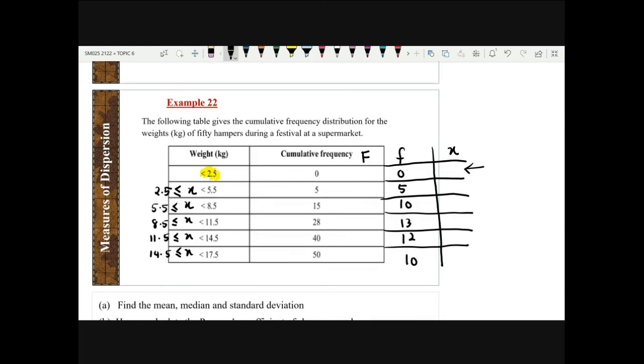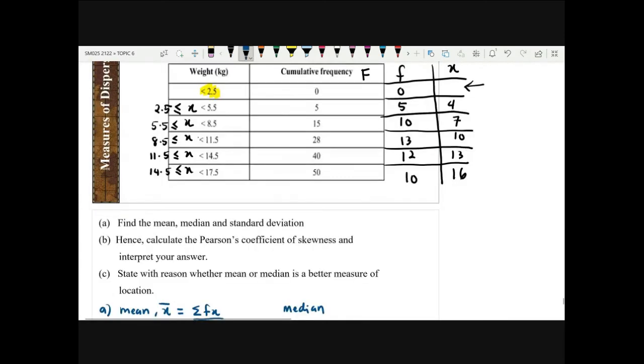Alright. So, next, find the midpoint. Ingat, midpoint, upper boundary plus lower boundary divided by 2. So, here we should get 4, 7, 10, 13, 16. Okay, settle. Now, we have to compute all of this into calculator. Saya bagi masa sekejap lah, 1 minit. Masukkan data yang baru. Frekuensi ni F dengan X, your midpoint, into the calculator. So, that senang kita nak cari mean, kita nak cari standard deviation.